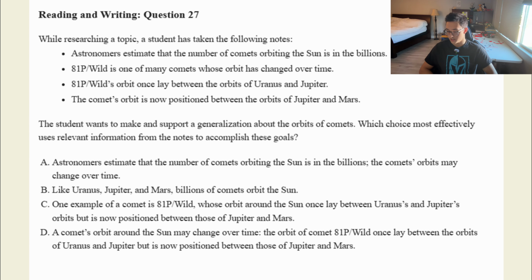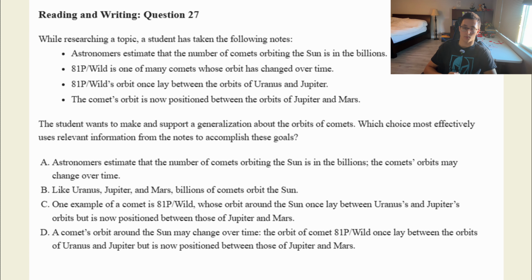So C is out. D says, a comet's orbit around the sun may change over time. That is a generalization right there about the orbits of comets. We want a generalization about the orbits of comets, and D says a comet's orbit may change over time. If that isn't the clearest generalization, I don't know what is, okay? And to make it even better, it supports that generalization with something from the notes, talking about the orbit of comet 81P/Wild once lay between the orbits of Uranus and Jupiter, but is now positioned between those of Jupiter and Mars. So I can understand why A or C might be kind of tempting.